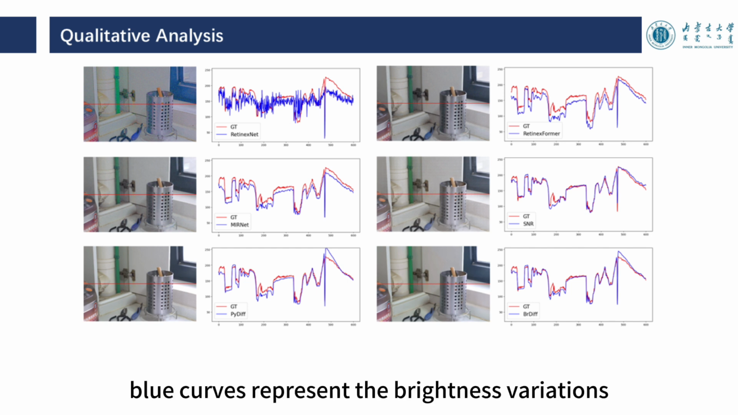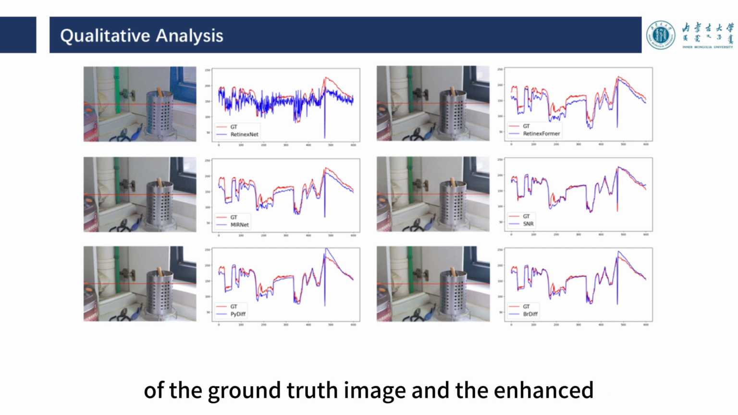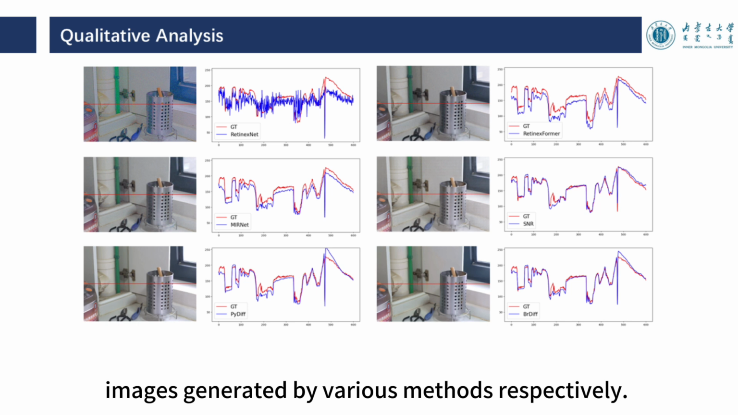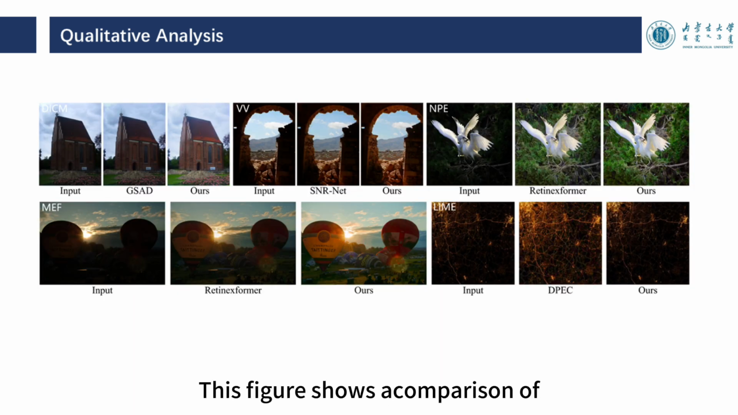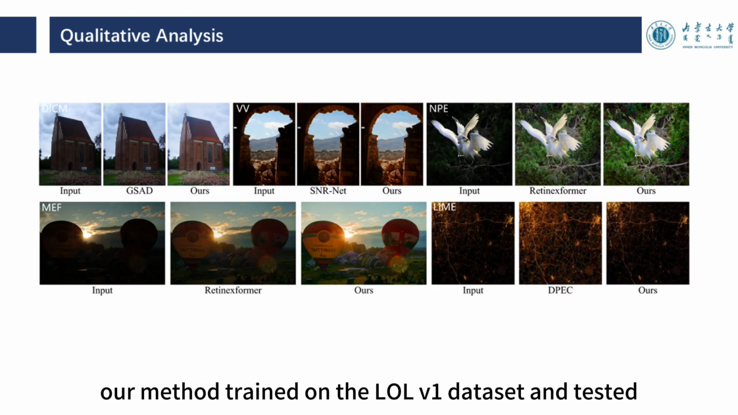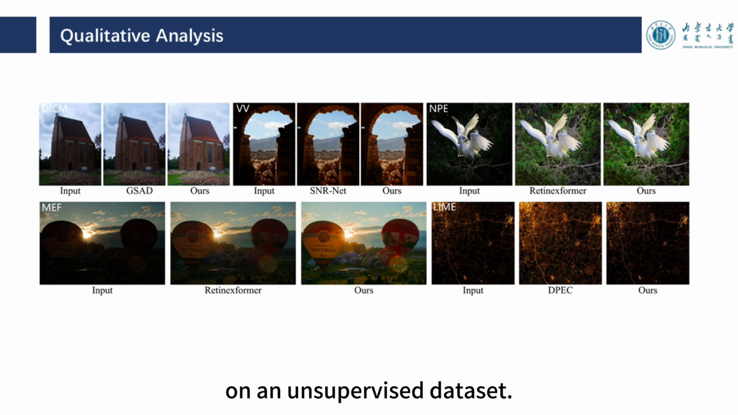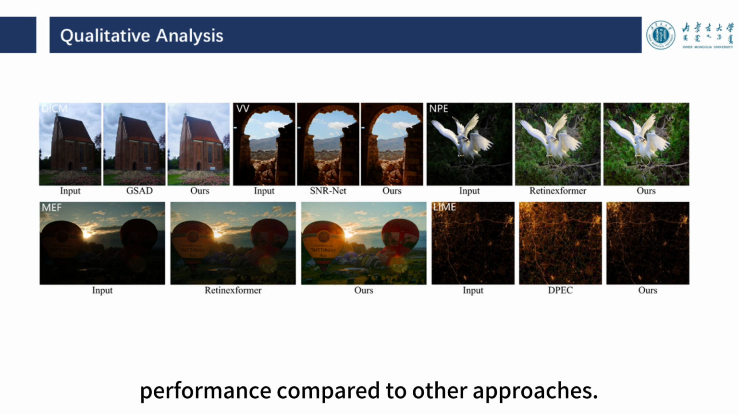The red and blue curves represent the brightness variations of the ground truth image and the enhanced images generated by various methods, respectively. This figure shows a comparison of our method trained on the LOLV1 dataset and tested on an unsupervised dataset. As can be seen from the images, our method achieves superior restoration performance compared to other approaches.